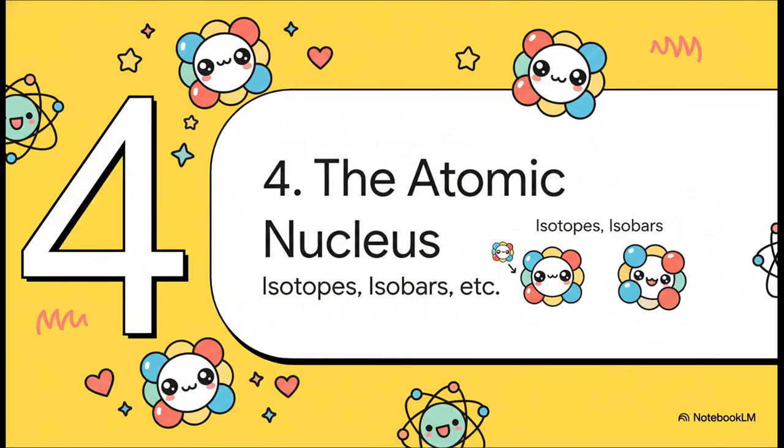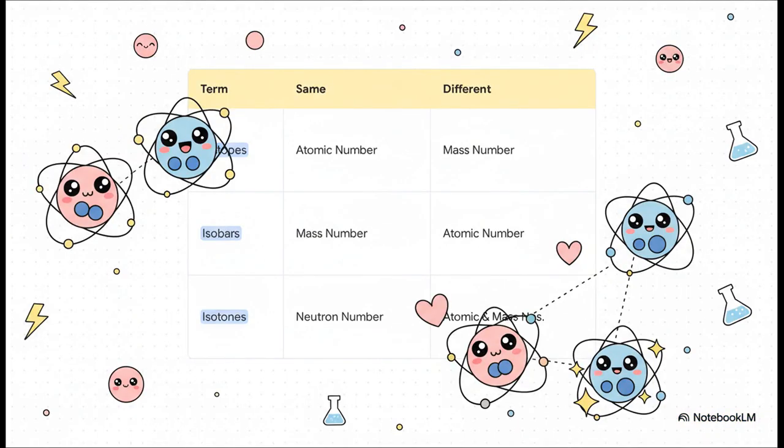All right, we spent a lot of time talking about electrons, so let's shift our focus and go right to the heart of the atom, the nucleus. We'll start off by breaking down the 3 key ways we classify and relate different nuclei to each other. This table lays it out perfectly.